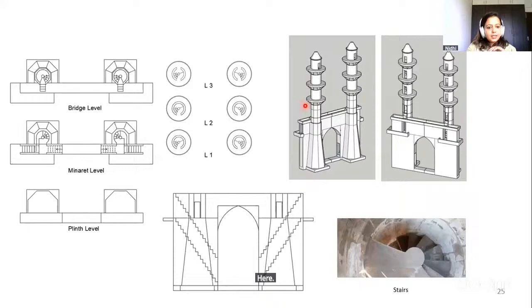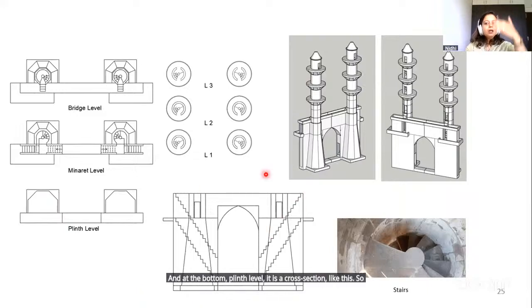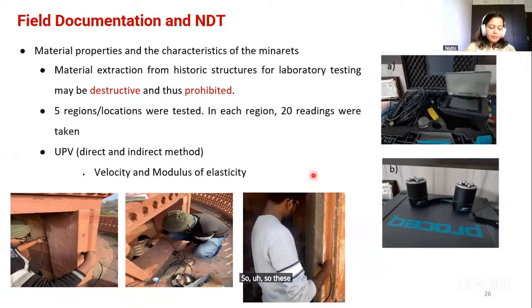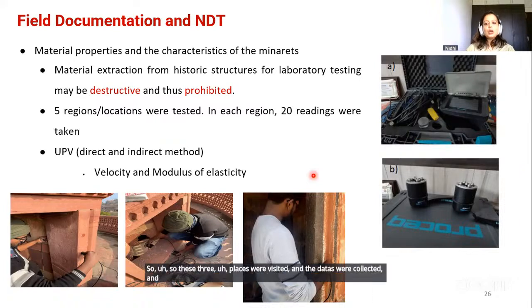At the minaret level, somewhere here, you can see it is like this. And at the bottom plinth level, it is a cross section like this. So this is the total cross section of the minaret. In both the minarets, we can go up the stairs and look from this port. So these three places were visited and the data were collected, and we'll discuss what type of data was selected and what kind of analysis was done.